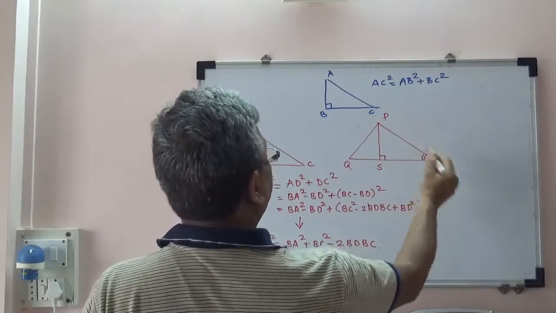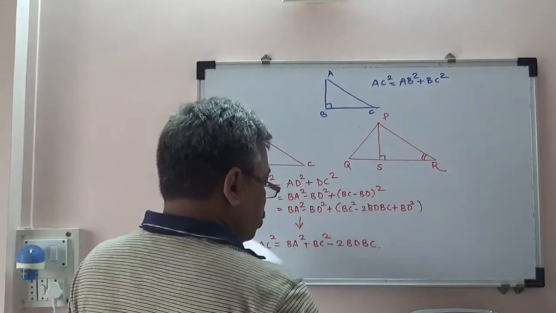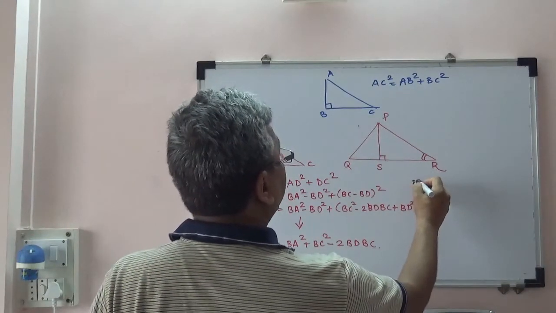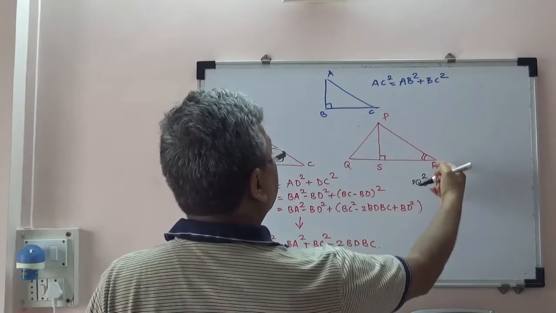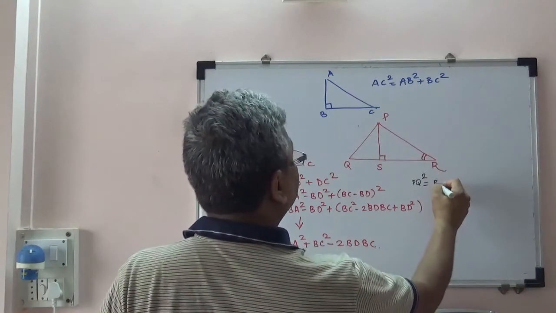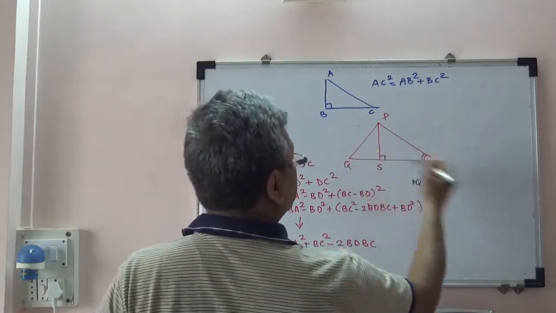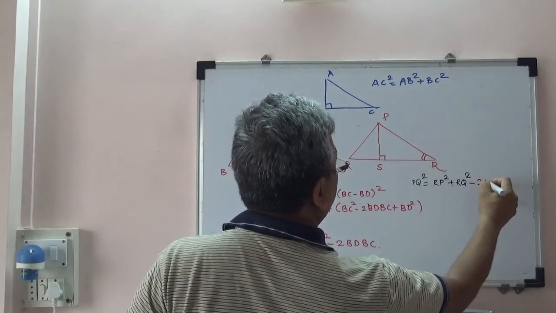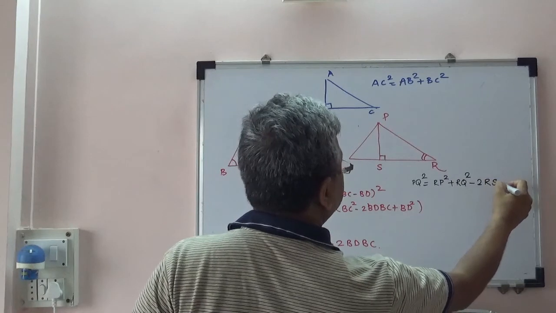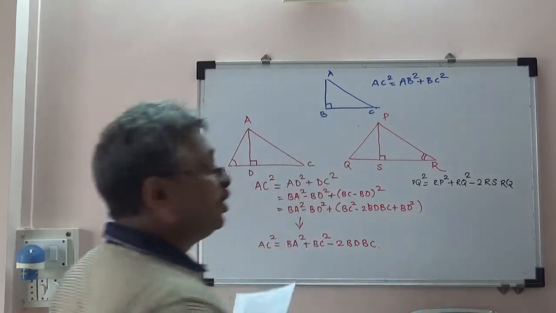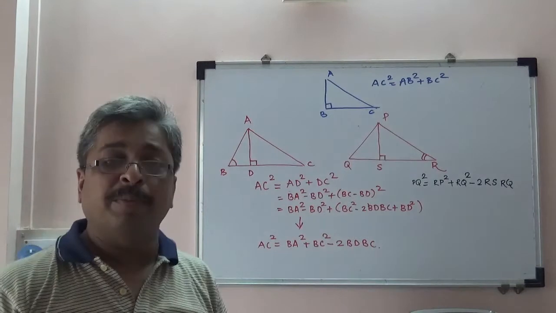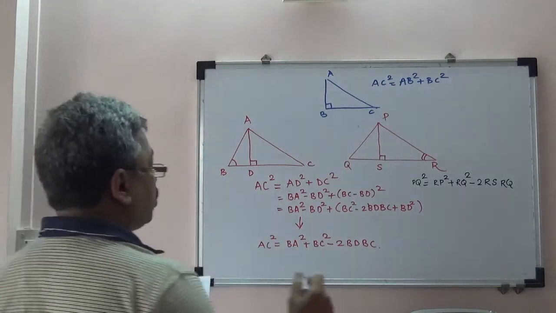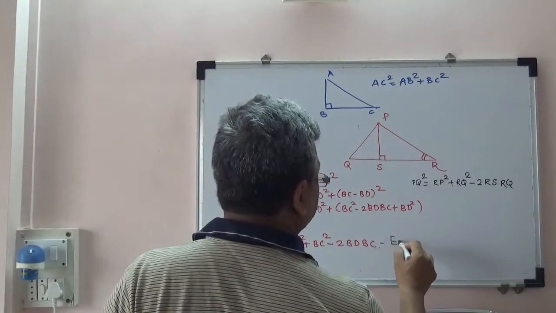I am finding out the side opposite to R, which is PQ. So the expression would go like this: PQ square is equal to, you start from R, RP square plus RQ square minus 2 RS RQ. This is going to be the formula. This is the trick to remember the formula that we have derived now, which is called the extension of Pythagoras theorem.